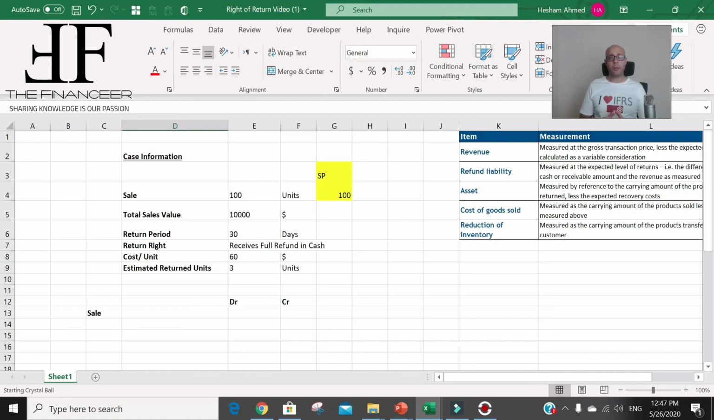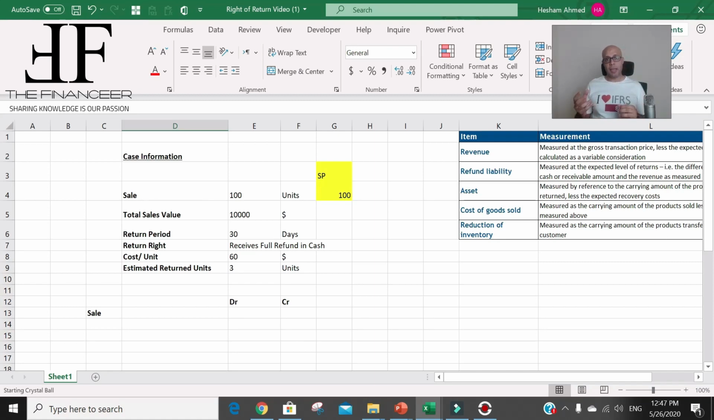Now, let's see how we can apply the 5 steps model on this example. First of all, step number 1 is addressing the contract itself. In this case, we have a contract and a contractual agreement between the company and the customer.